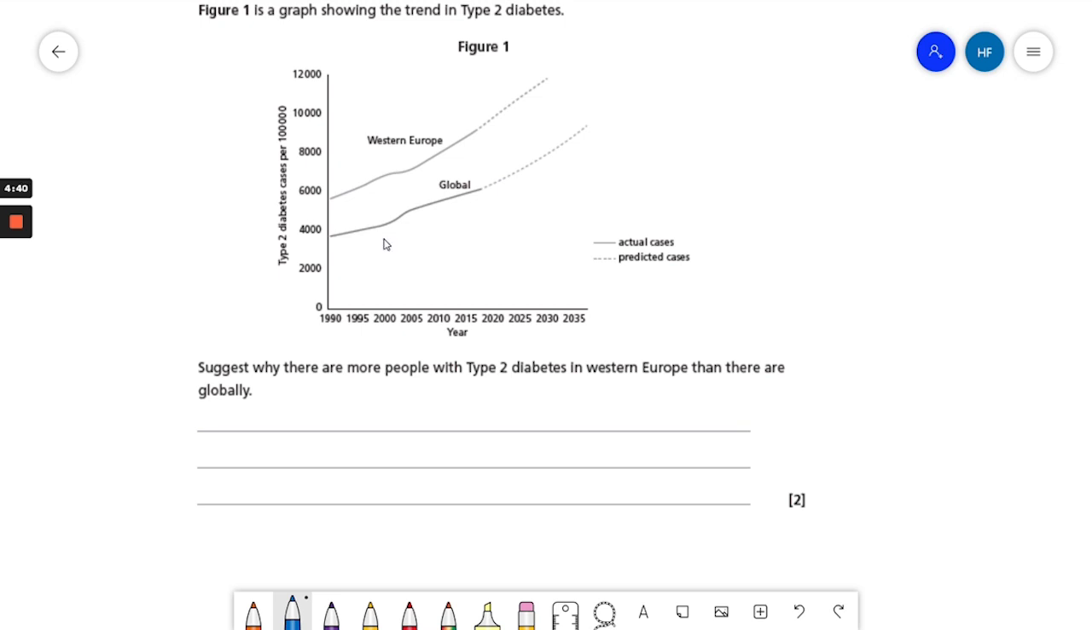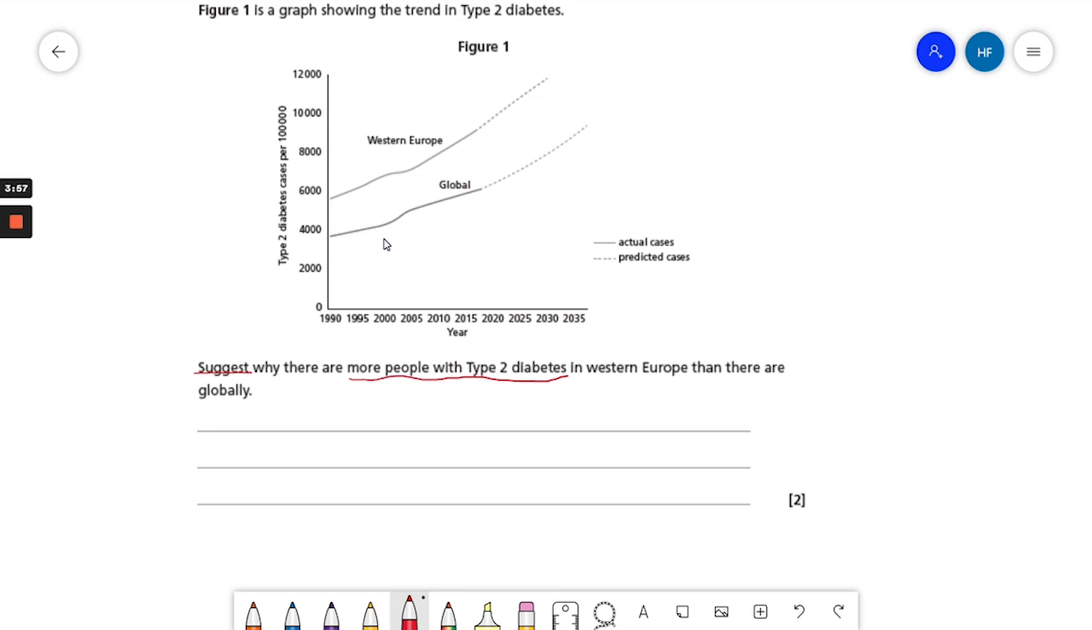Now, the command word in this question is the word suggest. Just underline that. So this is an application question, and it's testing your ability to explain a trend shown in the graph by using your knowledge and understanding of type 2 diabetes and risk factors linked to type 2 diabetes. So what other important information does the question provide? Well, the question also states that there are more people with type 2 diabetes in Western Europe than there are globally. Now, this is the trend shown in the graph, and so for this question, we don't need to describe the trend shown by the graph, we actually need to explain it.